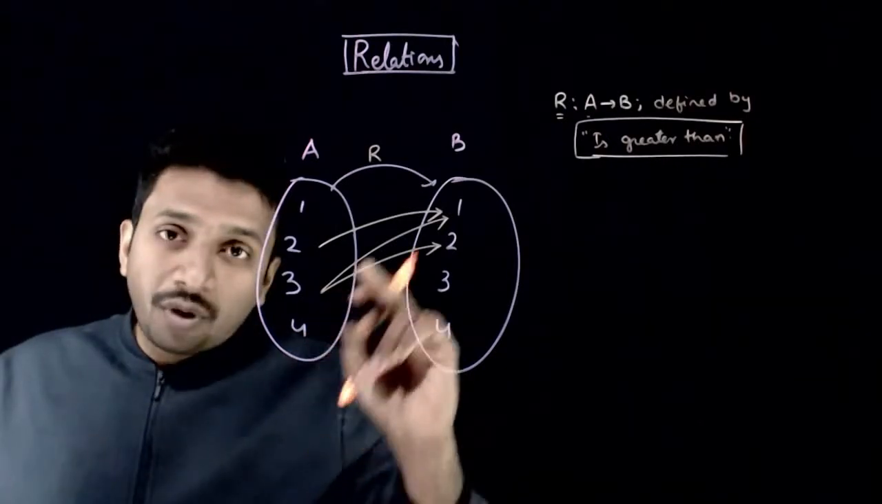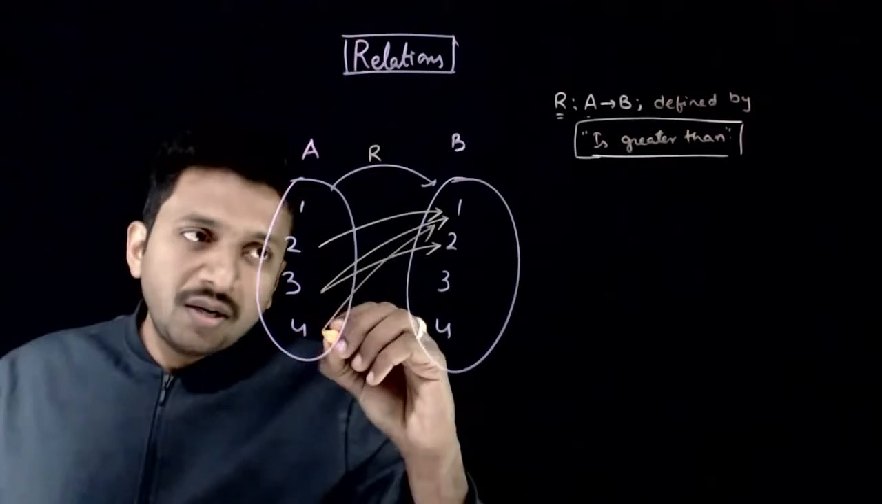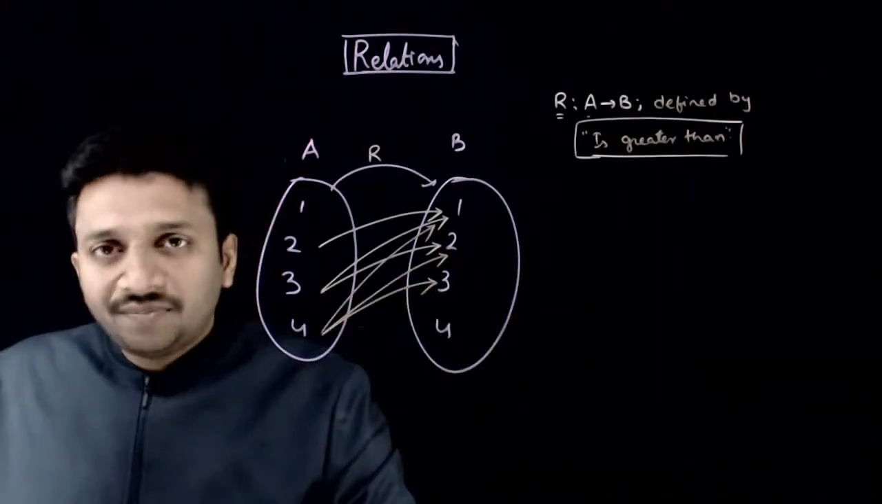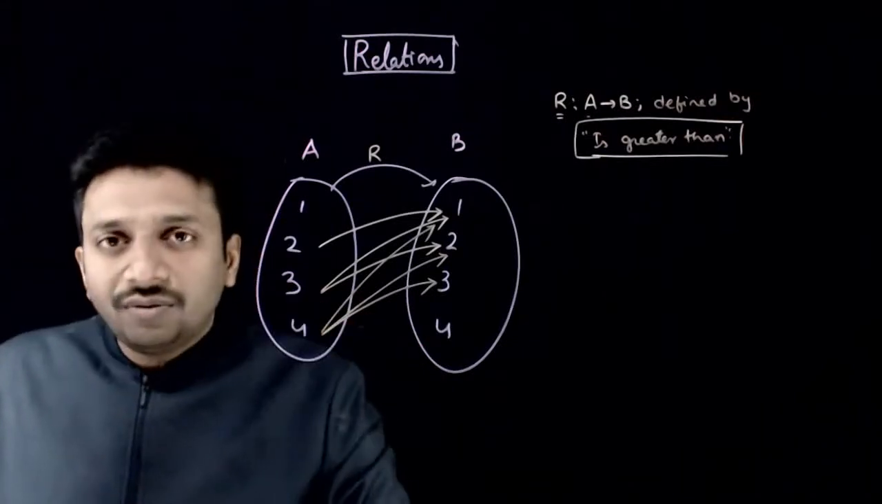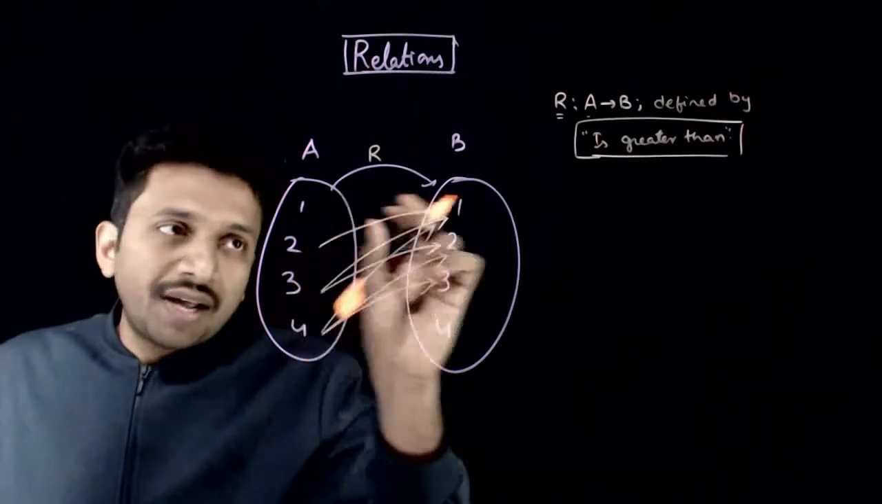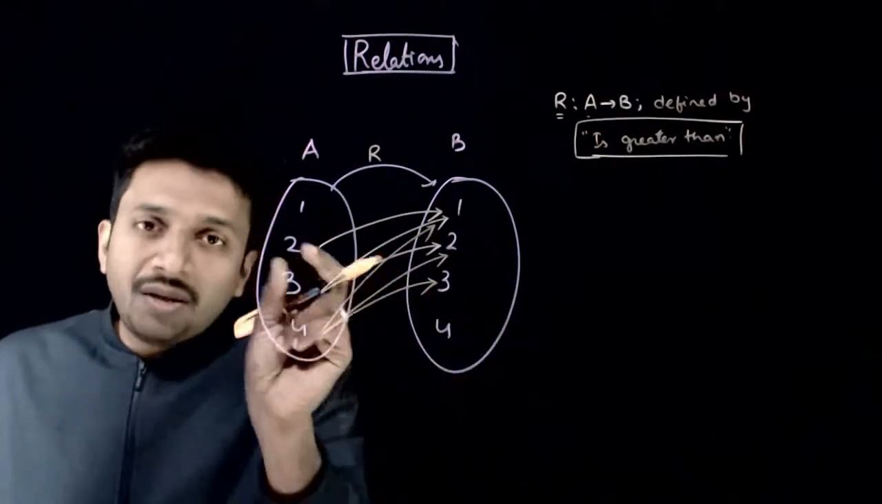Is 4 connected to 1? Yes. 4 is connected to 1. 4 is connected to 2. 4 is connected to 3. And 4 is not connected to 4. So in the first set, 1 is not connected to any of these elements. In the second set, 4 is not connected to any of these elements.